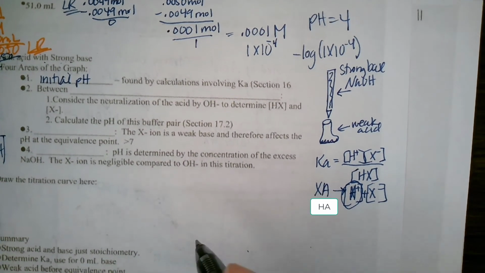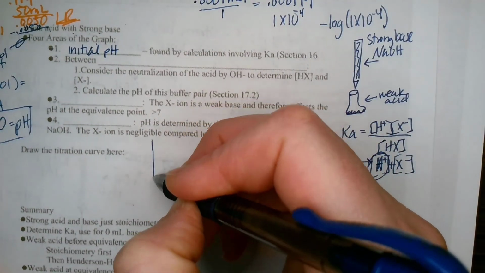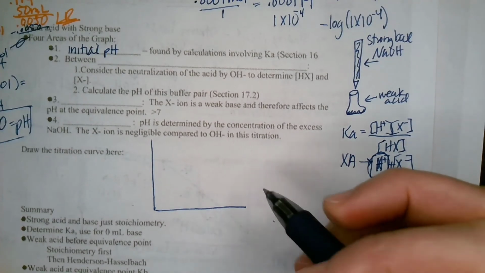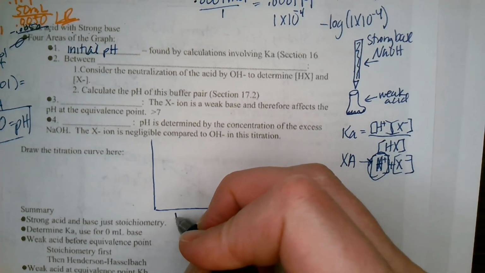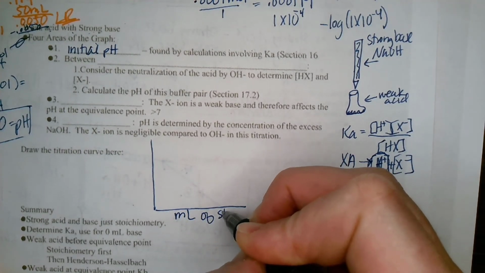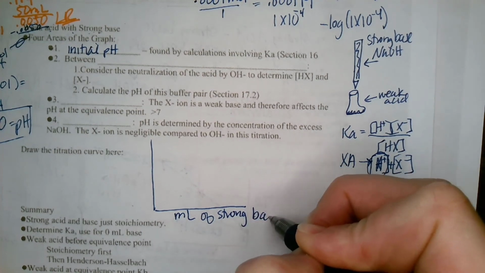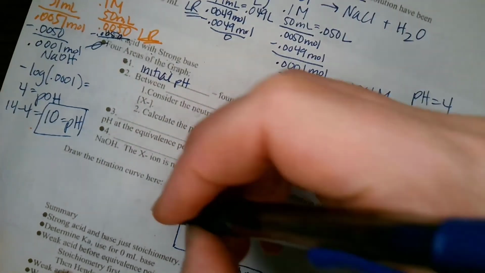So if we go down here and draw this titration curve, we have our milliliters of strong base that we're going to add, and over here we have our pH.